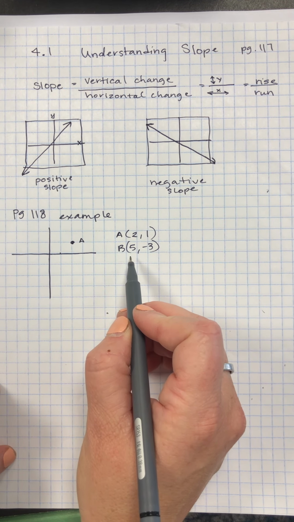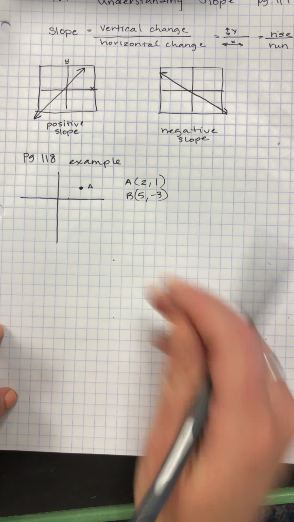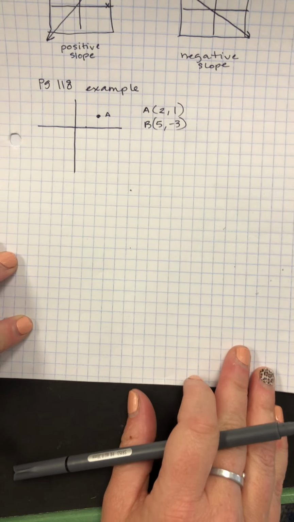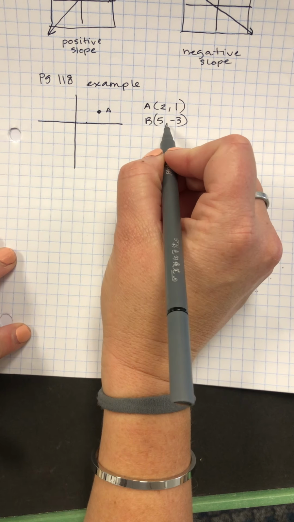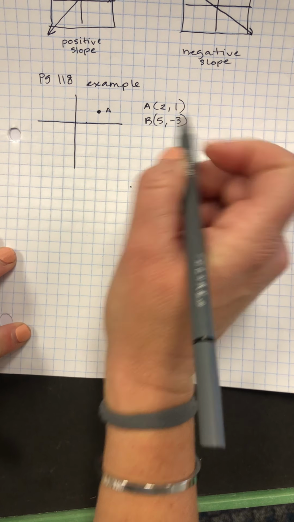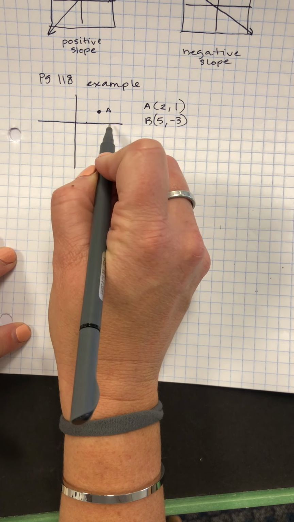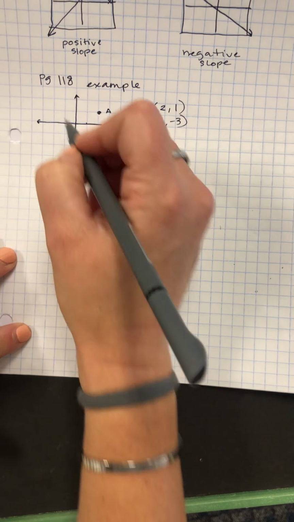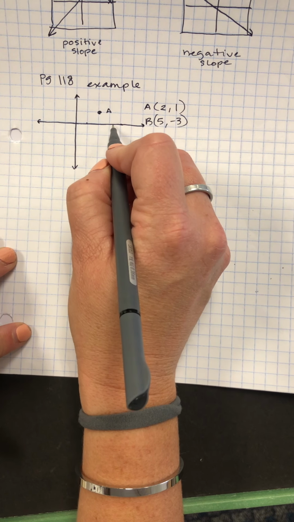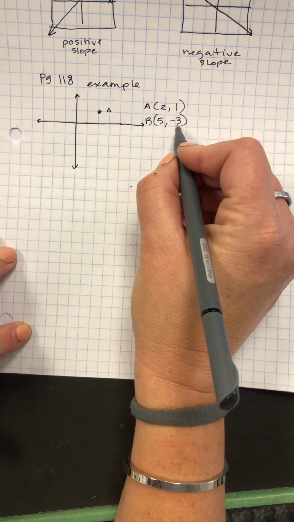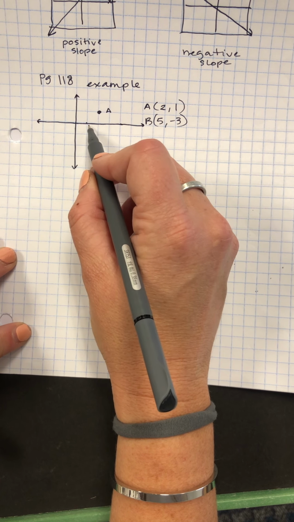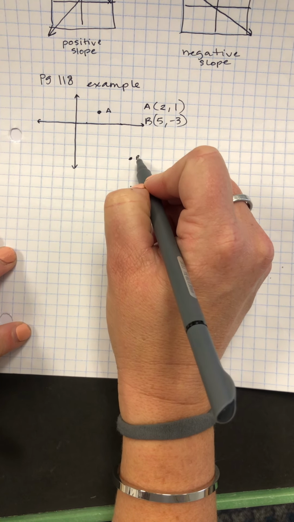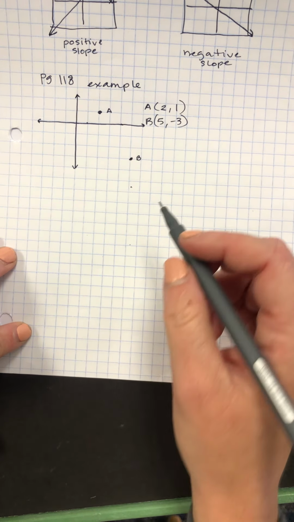And then the second one, can you guys see that okay? Do I need to move? Is B, and that's 5, negative 3. So I'm going to go over 5. So 1, 2, 3, 4, 5. And then down to negative 3. So B is here.